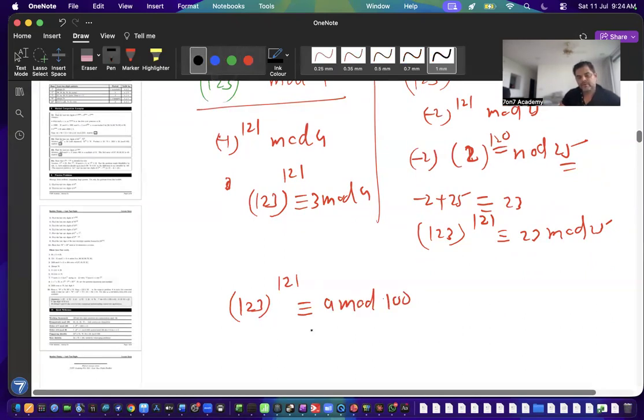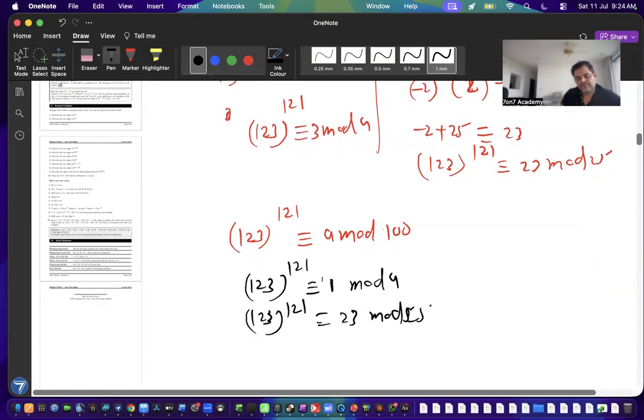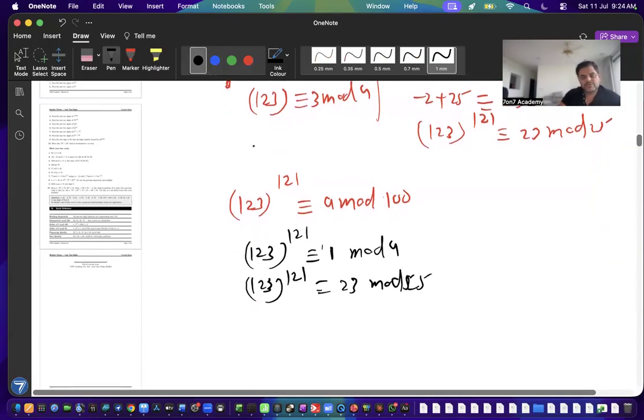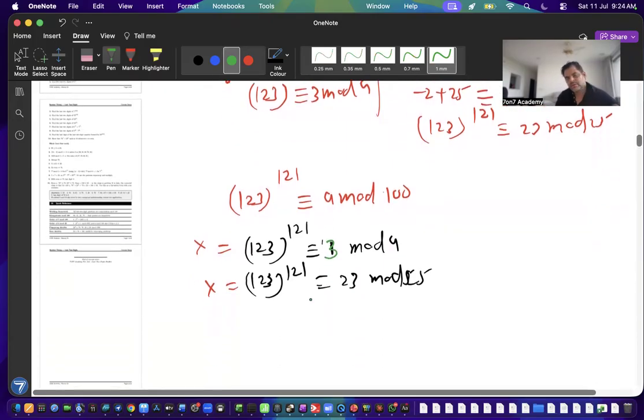Now you have 123 raised to 121 equal to a mod 100. That is your problem. It broke into, from your knowledge, 123 raised to 121 gives 3 mod 4, and 123 raised to 121 gives 23 mod 25. Now, if you have to combine it, the rule for combination says you assume this as x. This is also x. The first one is 3 mod 4.